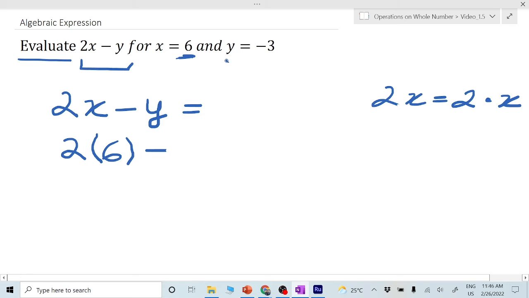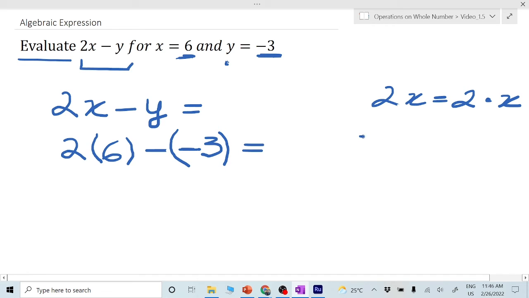And how much is y? What is the given value for y? Negative 3. So I'm going to replace y by negative 3. In mathematics, I cannot have this situation. If I have two signs like that, when I replace a number, I have to insert a parenthesis in between.